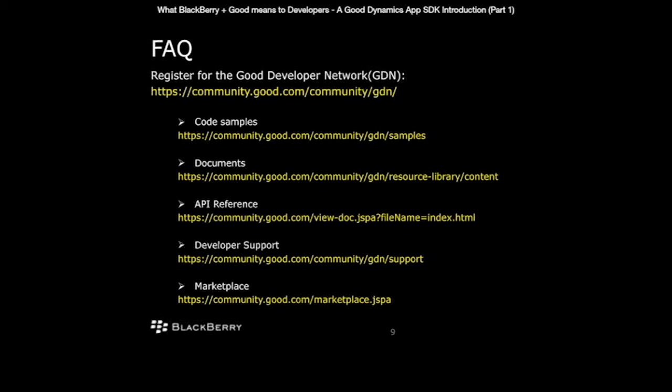For more information, first, you can register for the Good Developer Network. For code samples within the GDN network, you can download code samples. You can view documents and API references. For developer support, you can go to that link. And for more Good Dynamics integrated apps, you can check out Marketplace. It will list all the apps that are available within the GD infrastructure and Good Dynamics platform.